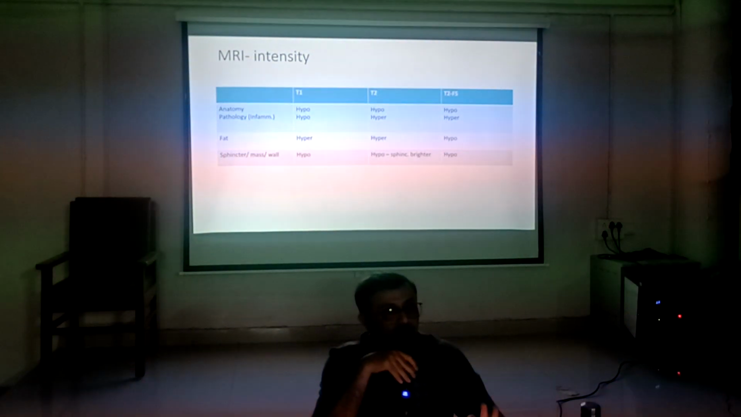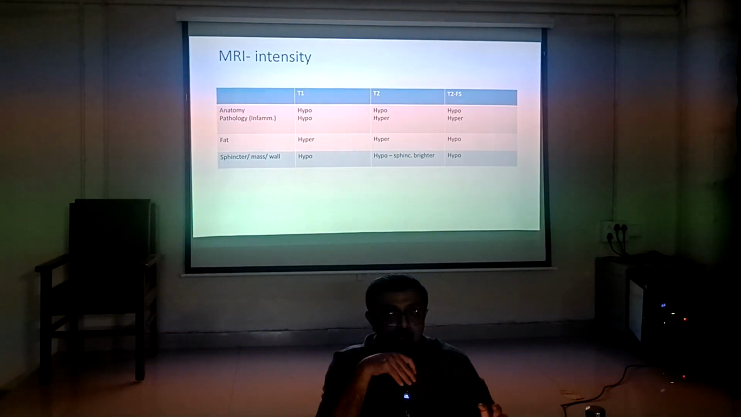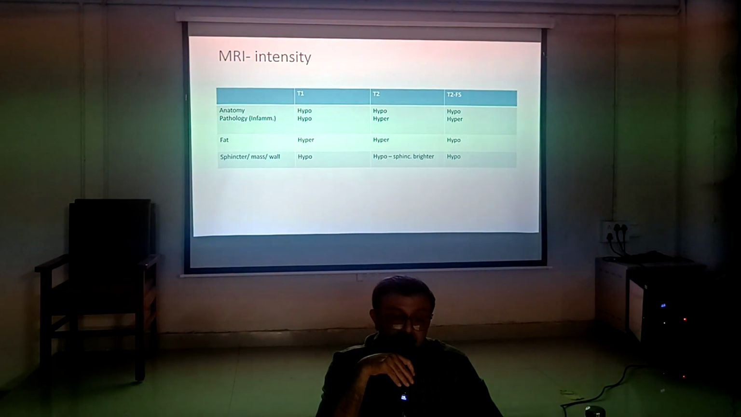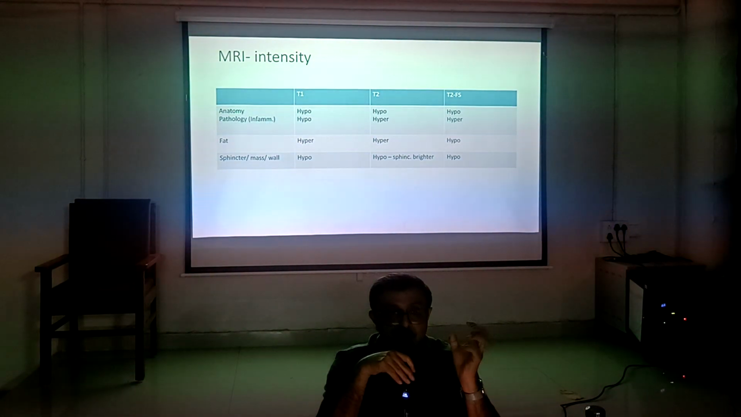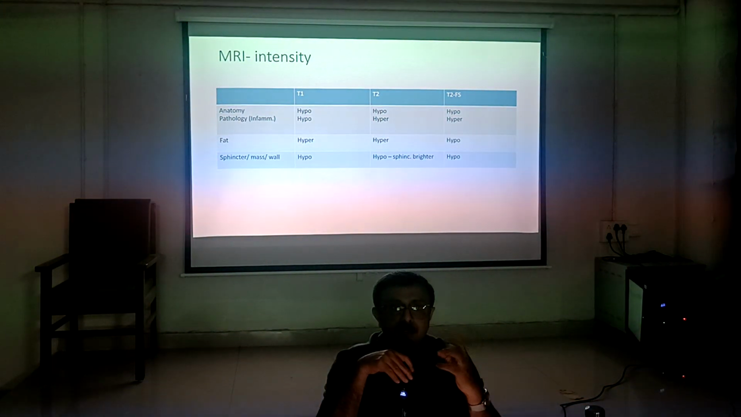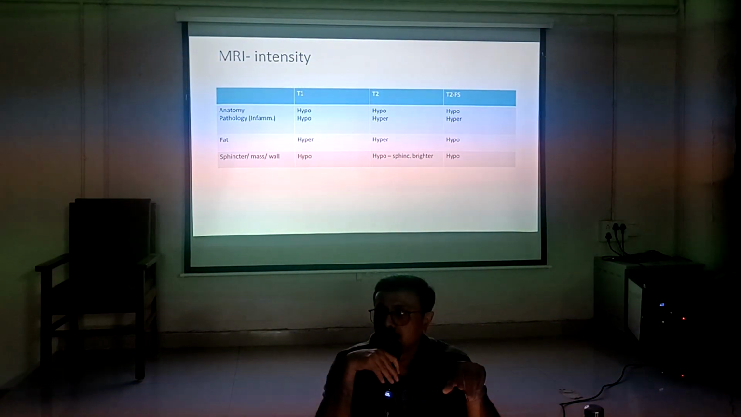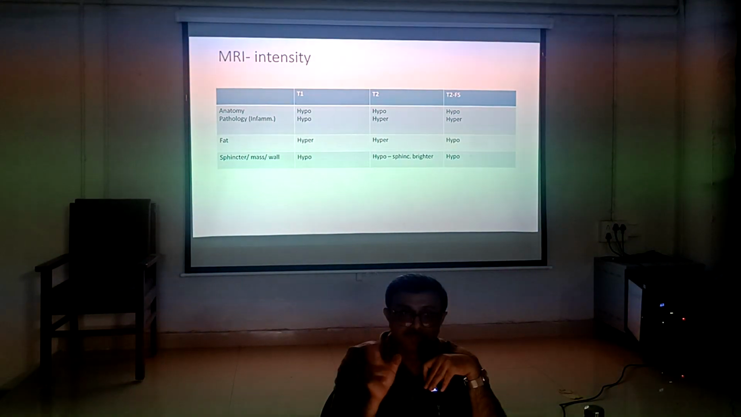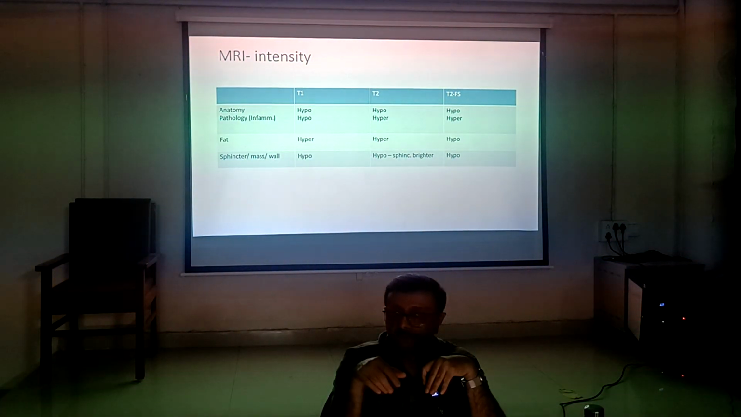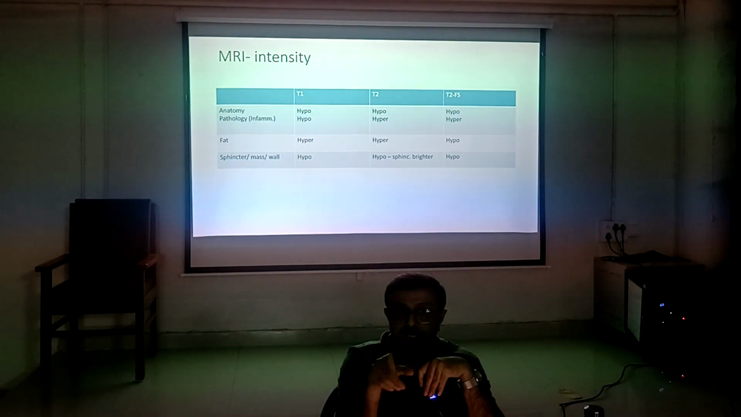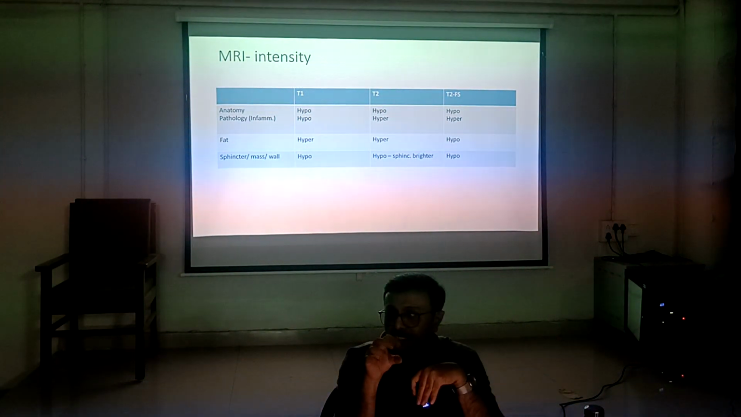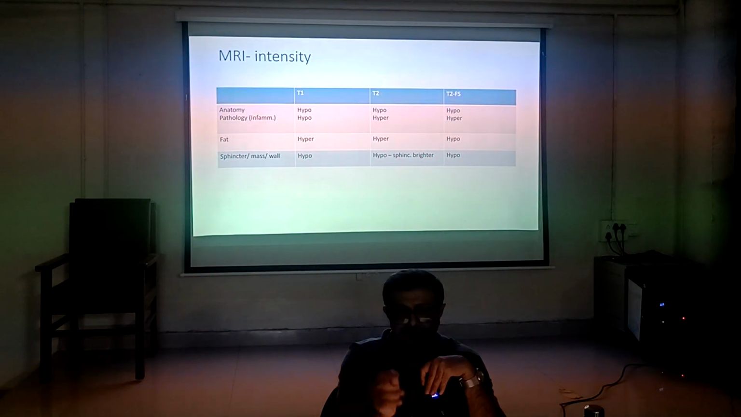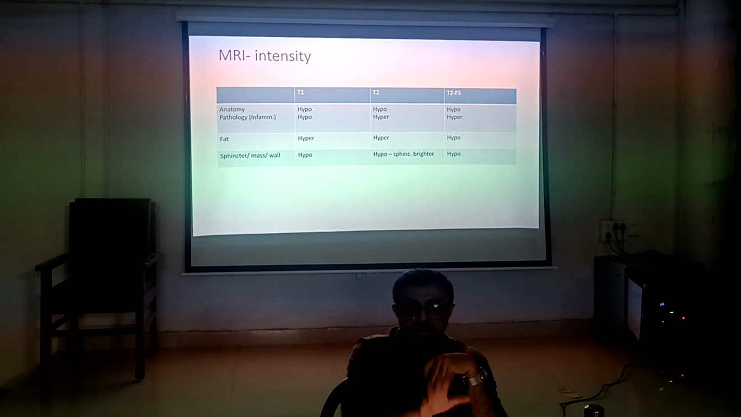Sphincter, mass, wall. Tumor, any wall abnormality, sphincter. T1 is hyper, it is anatomy. Pathology will not be understood. In T2 it is hyper, but sphincters are a little lighter. A mass is a little lighter, more lighter than the surrounding normal tissues. And T2FS hyper. Simple formulation, did you understand? T1 anatomy, T2 pathology. A mass lesion or sphincter can be differentiated. In T2 it will be a little lighter. Definitely we know the diagnosis.